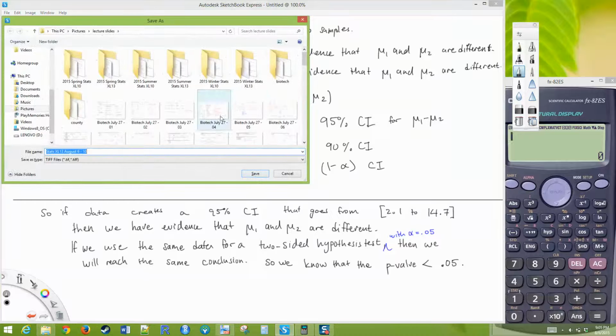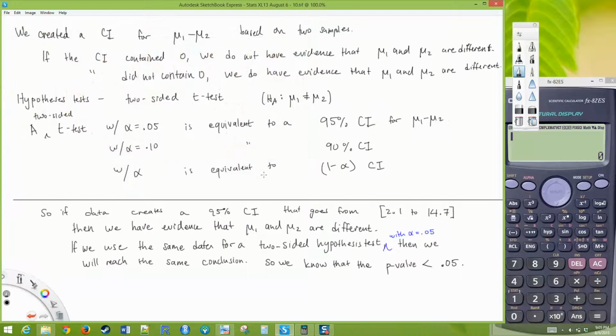So when we say we have evidence, it doesn't necessarily mean that we assume it's true. We have evidence that they're different, but that still doesn't mean they are definitively different. So when we say we have evidence that they are different, we are rejecting the null. Nothing is definitive. We don't know for sure what the population looks like, but we say we have evidence that they're different.